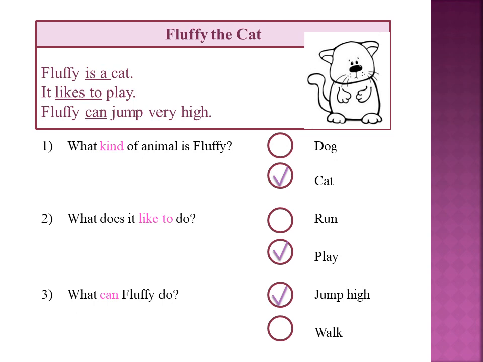I hope you all have finished ticking. Shall we check them? First question. What kind of animal is Fluffy? Yes, it is a cat. Second question. What does it like to do? Here it means Fluffy. What's your answer? Yes, the answer is play. It likes to play. Third question. What can Fluffy do? Is your answer jump high? Then you are correct. See how simple these questions are? Shall we move to another simple activity?